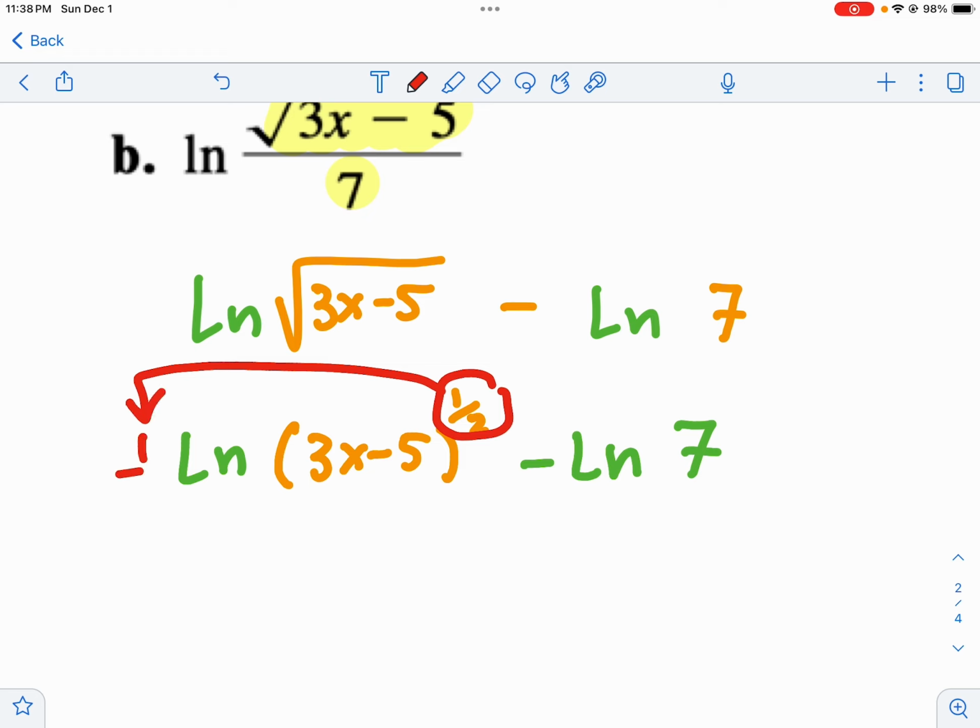And then cross that out. So it's 1/2 natural log of (3x minus 5) minus 7. In this case, you do need to put parentheses. If you don't put parentheses on it, then people will assume that it's natural log of 3x minus 5. Right? So you make sure you do parentheses on these ones to show that they are together.